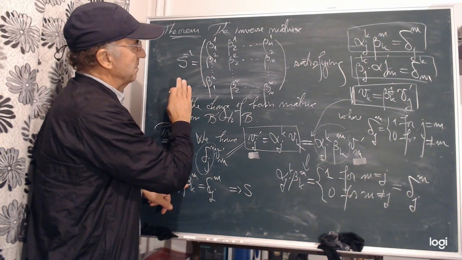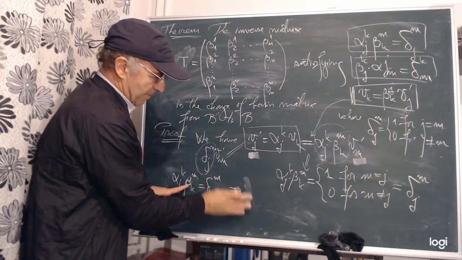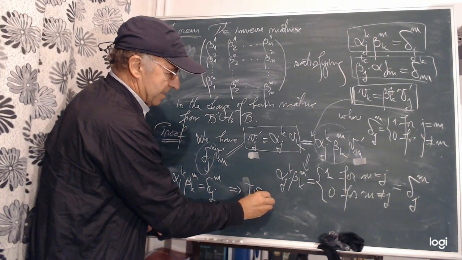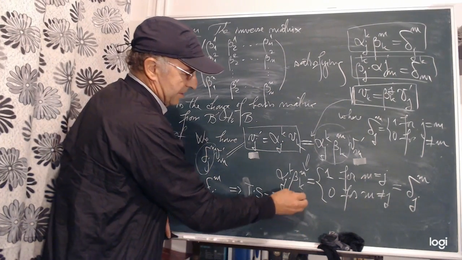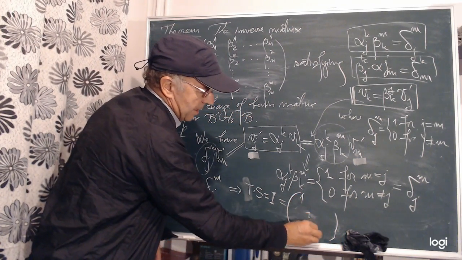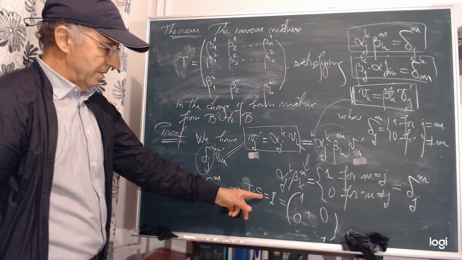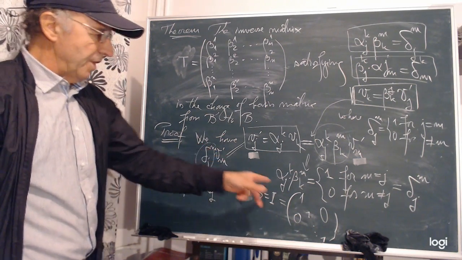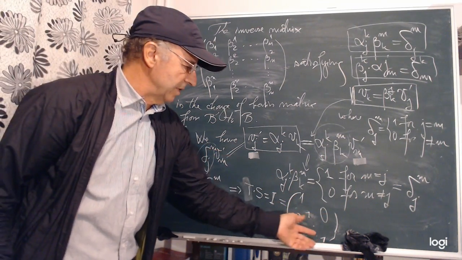Let us denote for the moment this matrix as t. From this we get that t times S is exactly the identity matrix, the matrix which has 1 on the main diagonal and all of the other elements are 0. The elements of this matrix are exactly delta jm. We have 1 when j equals m and 0 otherwise.